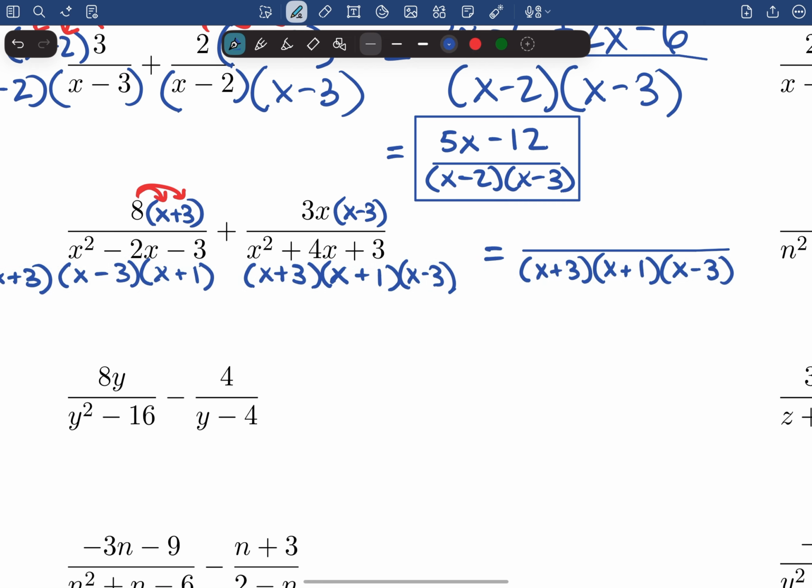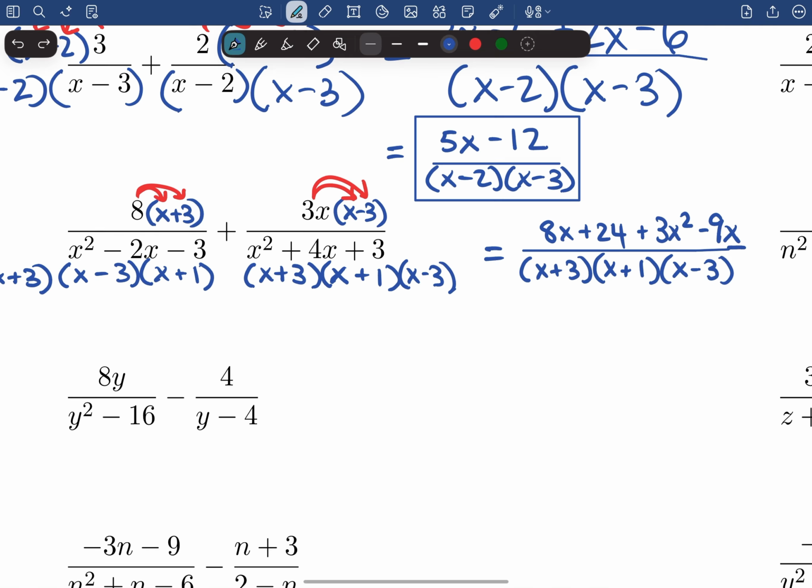And so now let's distribute the 8 into the x plus 3, and we get an 8x plus 24, right? Because 8 times x is 8x, and 8 times 3 is 24. And we see that the operation of addition is happening. Okay, so we don't have to worry about distributing a minus sign into everything in the second fraction. That's great. So I just put a plus sign, and now I multiply 3x times x and 3x times negative 3. And 3x times x is 3x squared, and 3x times negative 3 is negative 9x. And there we have it.